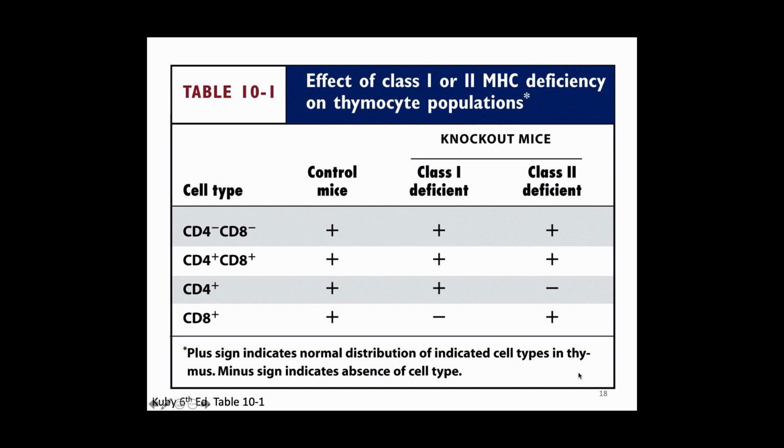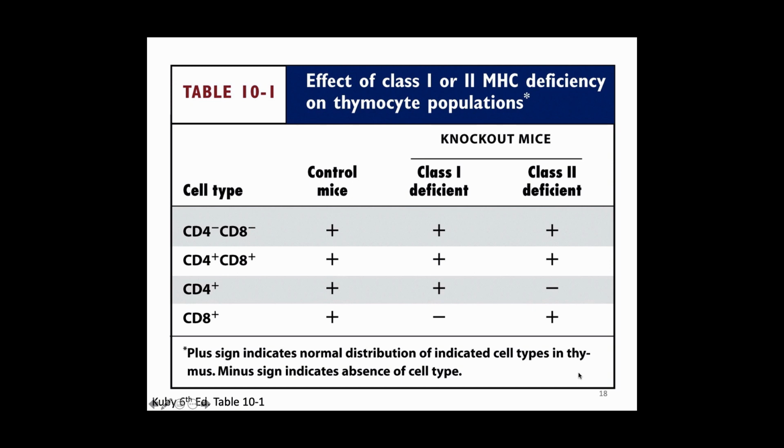Here we're looking in the thymus, and you can see that in the thymus of control mice, there are double negative cells, there are double positive cells, there are CD4 positive cells, and there are CD8 positive cells. If you were to have mice that were deficient in MHC class 1, you can see that the double negatives would be present, the double positives would be present, and CD4 positive cells would be present. MHC class 2 would still be present. You'd be able to develop a CD4 positive cell, but CD8s would be missing. Of course, class 1 binds to CD8, and so that's the link there.